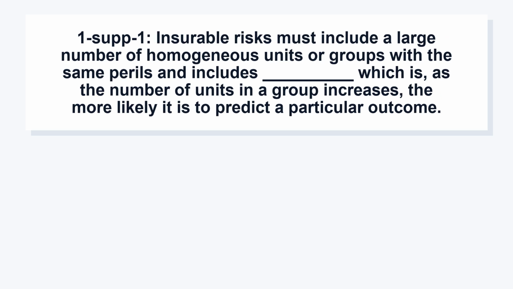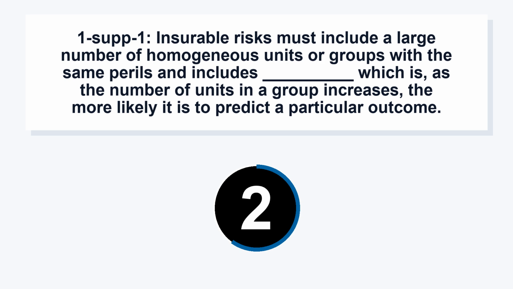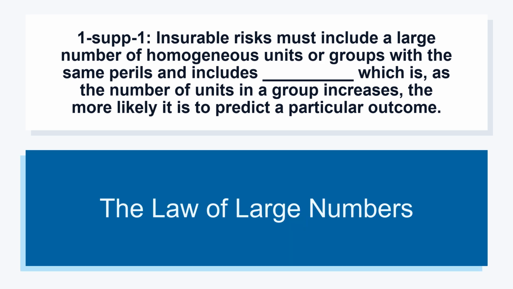1 Sup. 1, insurable risks must include a large number of homogeneous units or groups with the same perils and includes which is, as the number of units in a group increases, the more likely it is to predict a particular outcome. The law of large numbers.